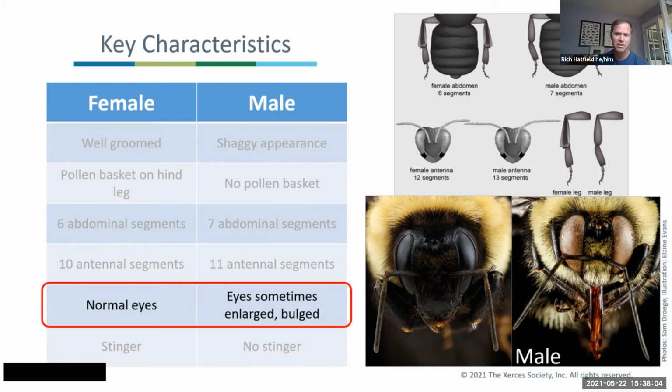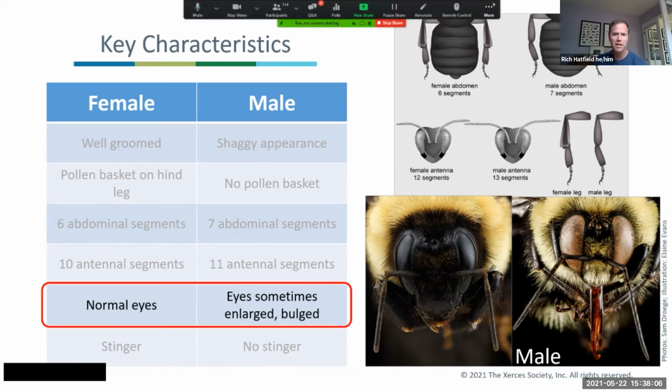And then once you get really good at it, you can use it as a party trick and grab male bees off of flowers with your hands. You'll impress all the kids.